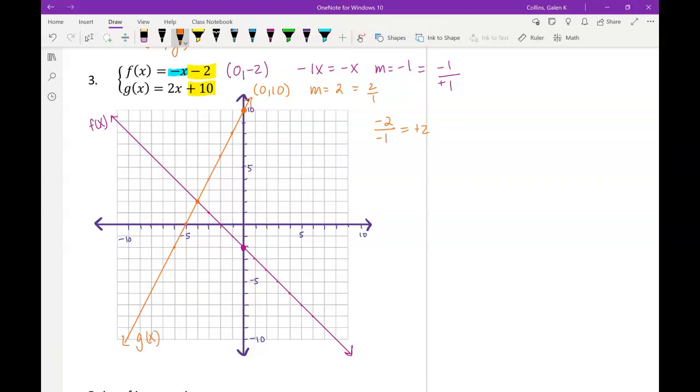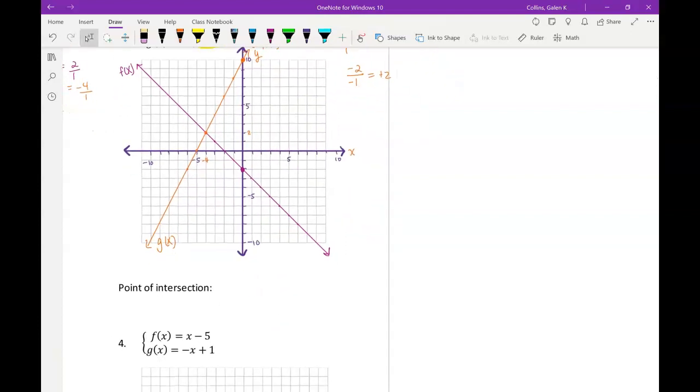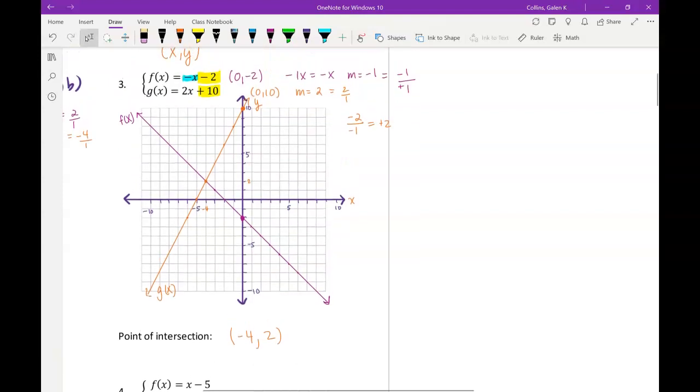So we've graphed both lines on the same coordinate axes. We said this is our x-axis, this is our y-axis, and our point of intersection is at the x value -4, and at the y value 2. So again, when I write my ordered pair, I always write x first, then y. So our point of intersection is (-4, 2).